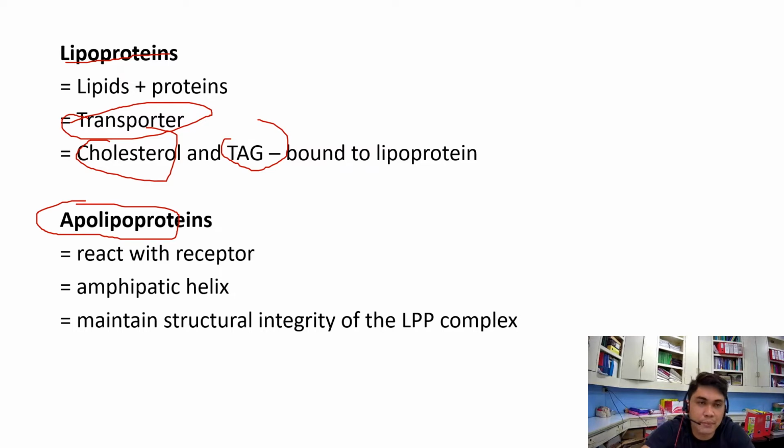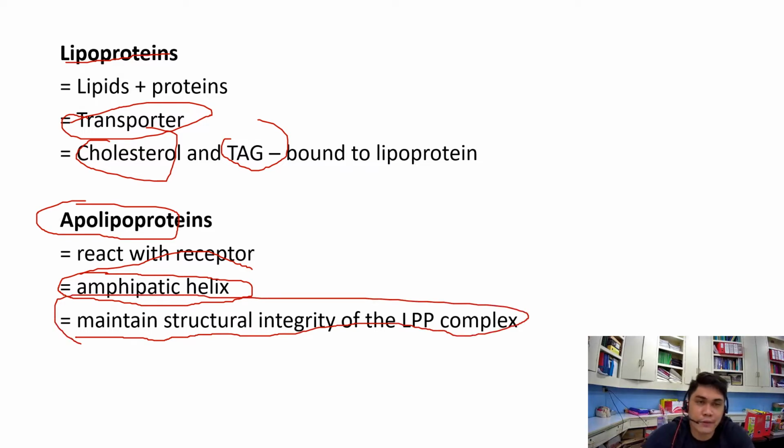The function of the protein component of the lipoprotein is to react with the receptor which is present on the surface of the cell. And when we talk about the amphipathic helix, this is the ability of the protein to bind with lipids. Another function of apolipoprotein is that it maintains the structural integrity of the lipoprotein complex. So that is the component of your lipoproteins: you have lipid and proteins, and the protein component is called apolipoprotein.